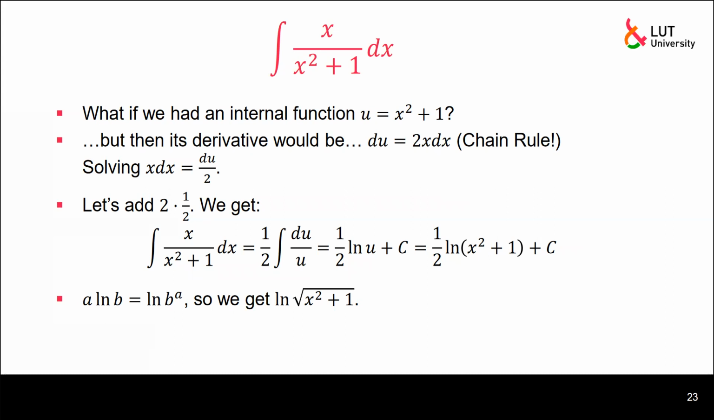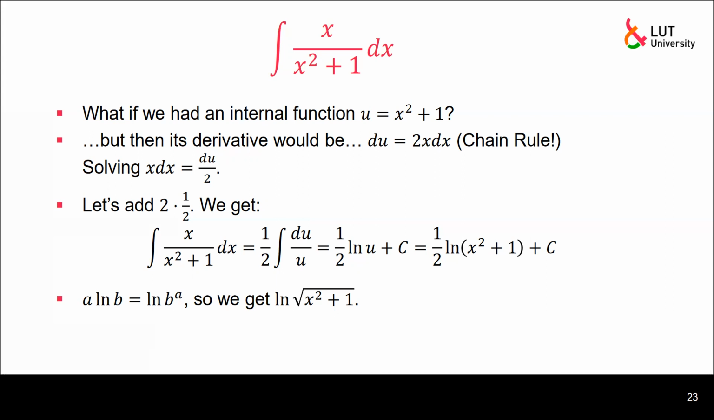This is essentially just implicit differentiation of this function as if it were u. So the derivative of u is 2 times the internal function here, which is x, and the derivative of 1 is 0. And add dx, because we had this x. And if we solve here, x dx is du over 2. Okay, so we could replace x squared plus 1 with u, and then we have left over x dx, which we replace by du over 2.